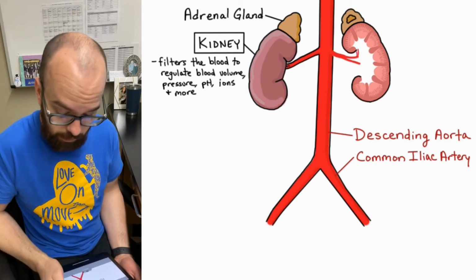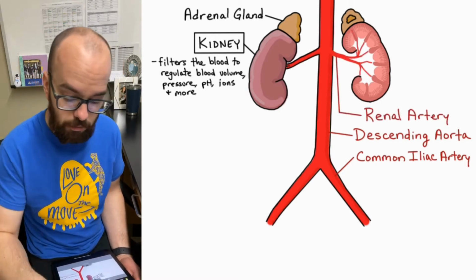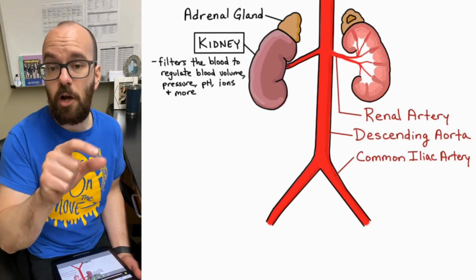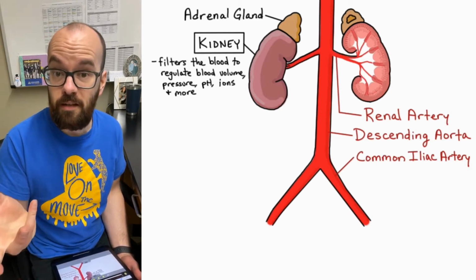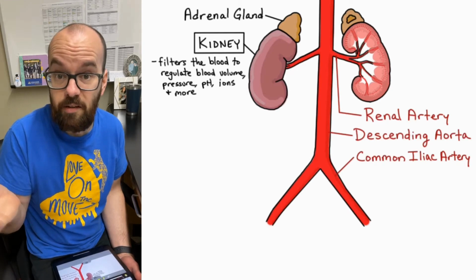But one branch that we are concerned about here is going to be called the renal artery. And the renal artery is going to be a branch off the aorta that goes to the kidneys, basically to deliver blood to the kidneys to be filtered.